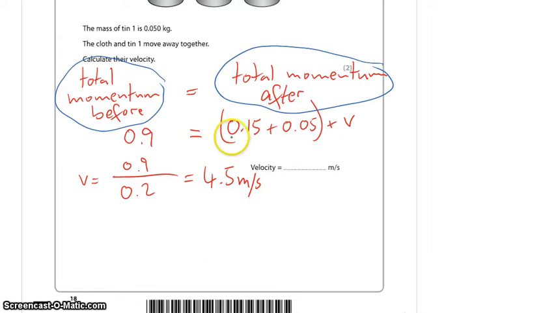Well, both the cloth and the tin are moving at the same velocity, so we can combine the mass. So this is the combined mass, 0.15 plus 0.05, times their combined velocity. And if you rearrange this, you get V equals 0.9 over the combined mass, 0.2. Gives you 4.5, and then the units meters per second. Well, you don't need units, they've given you units.